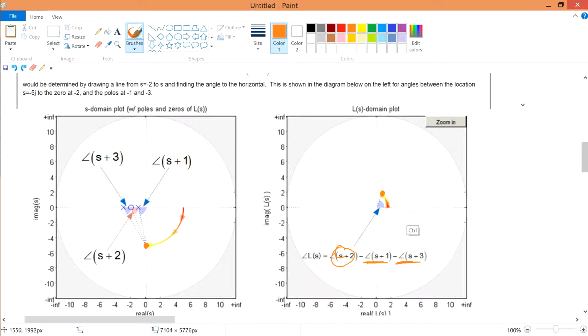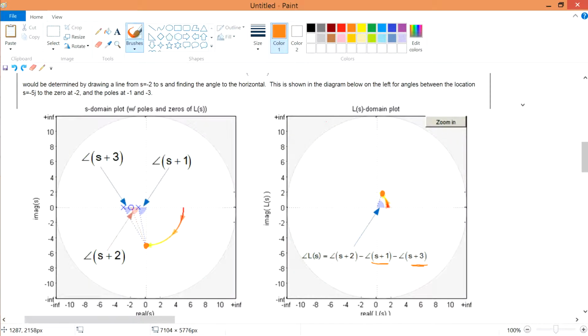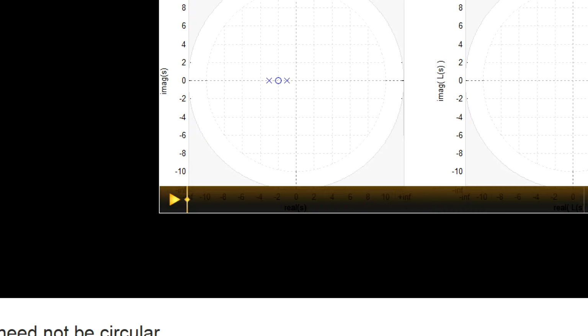This is for just the plain examples. And x plus 1 and x plus 3, if you take a look, are simply the poles themselves. Poles contribute the anti-clockwise direction. The zero contributes the clockwise direction. So this explains the angle portion and the mapping itself. Okay? Just to show you, I'll click this.